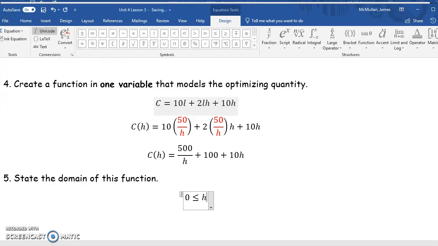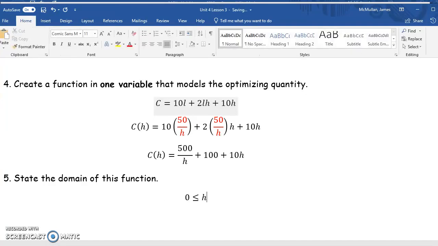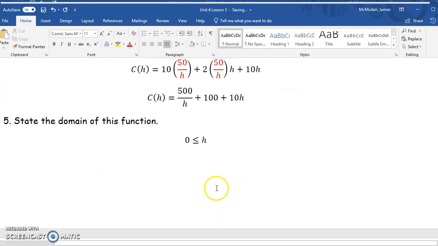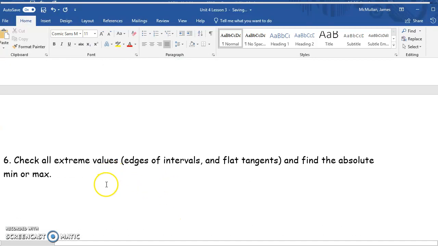So again, we're going to use an open-ended interval. We know H cannot be negative. You can't create this box with a negative height, but there is no limit to how tall this box could be. Okay, so now we go to the optimization part.